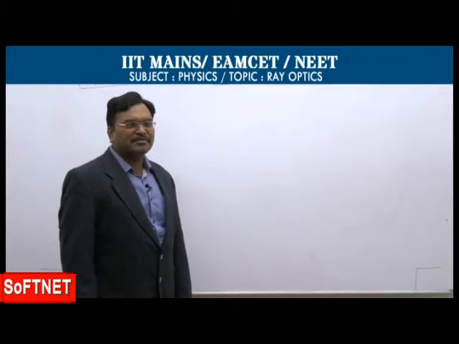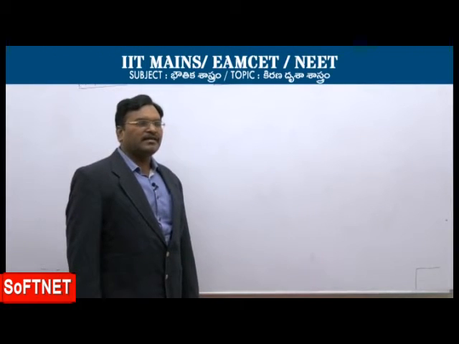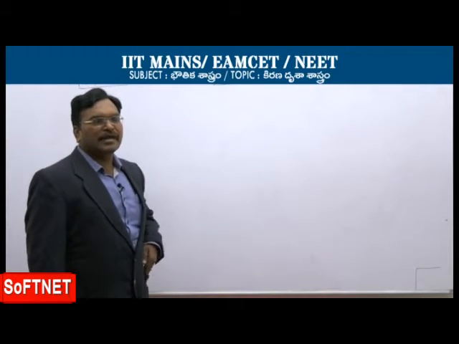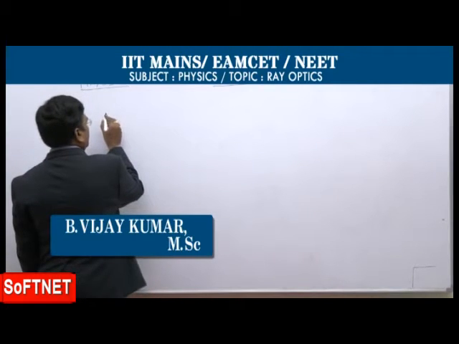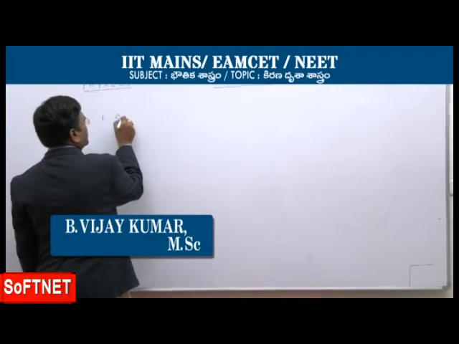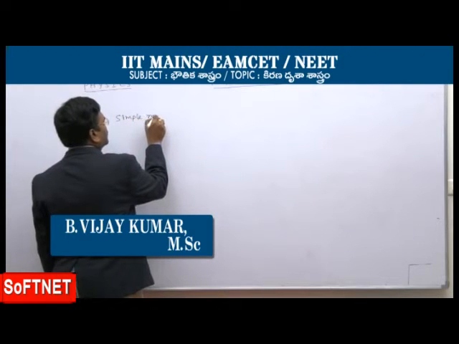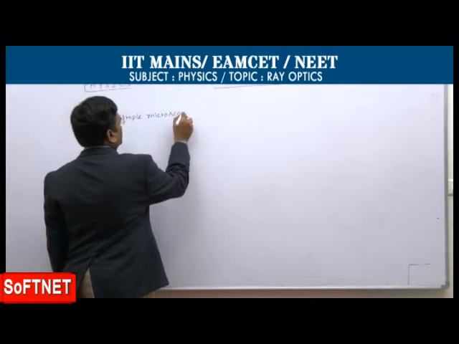What is a microscope? It is used to see small objects. Right now we have two types of microscopes: the simple microscope and the compound microscope. First of all, we discuss the simple microscope.